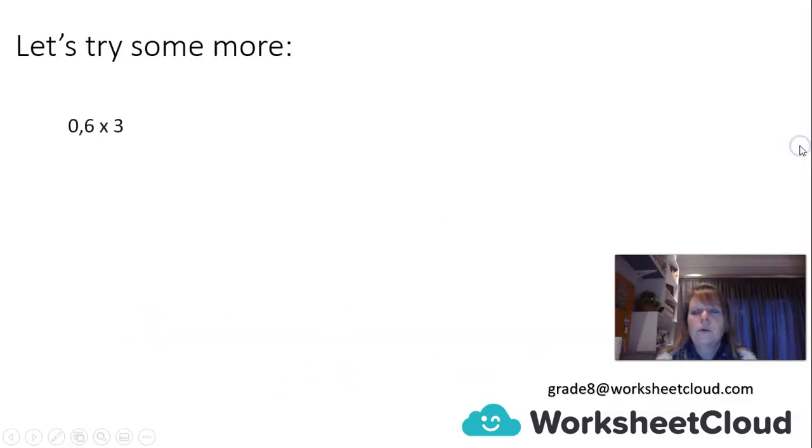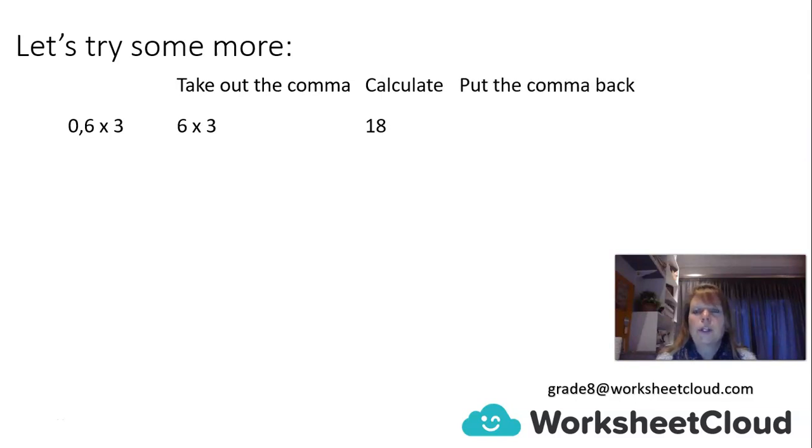Okay, so let's try some more. There's 0,6 times 3. I'm going to take out the comma. I'm going to multiply 6 times 3, which will give me 18. And then I'm going to put the comma back. Okay, so how many decimal places did I have in my first calculation in my number sentence? I had 1 decimal place. So I need to have 1 decimal place in my answer, and my answer will be 1,8. Does everybody see that? That's what I explained to you in the previous slide.